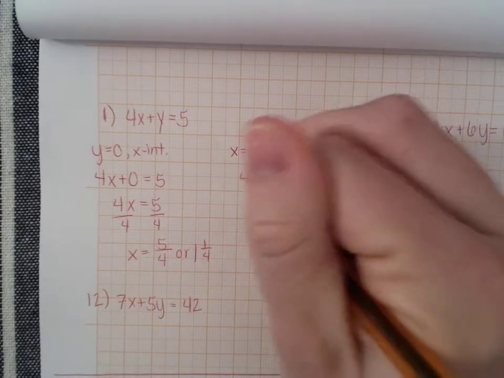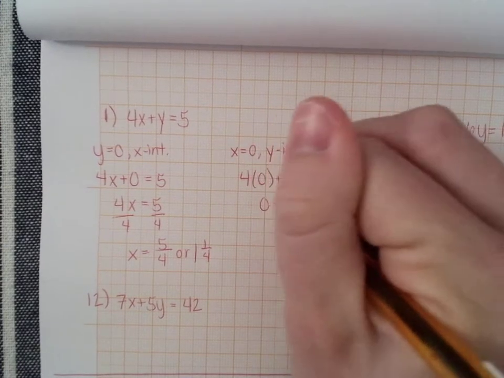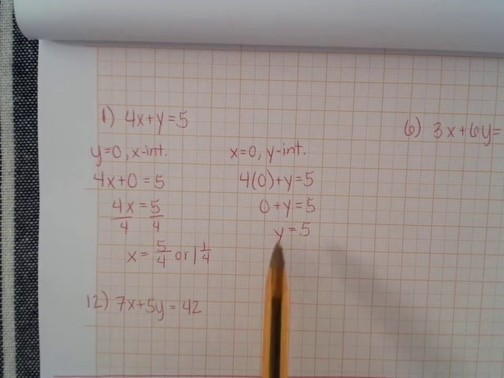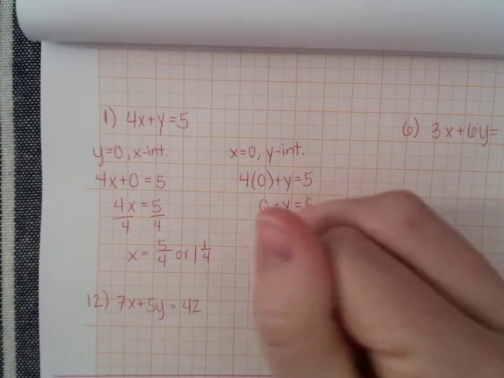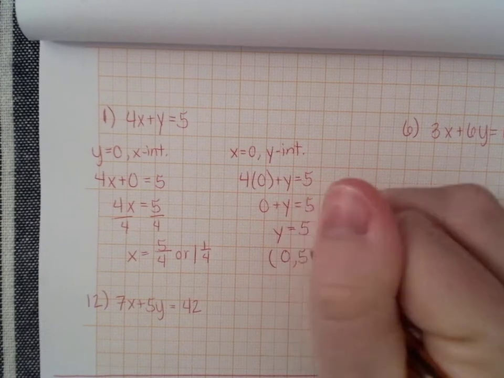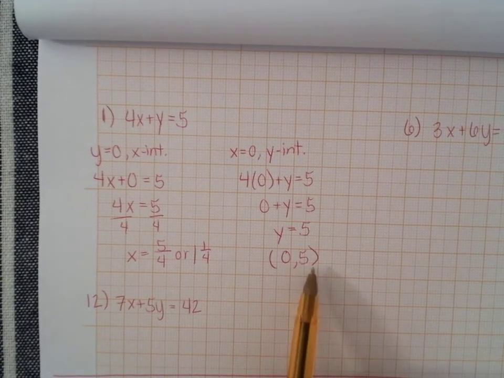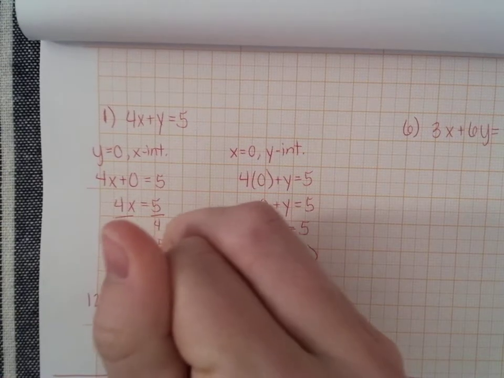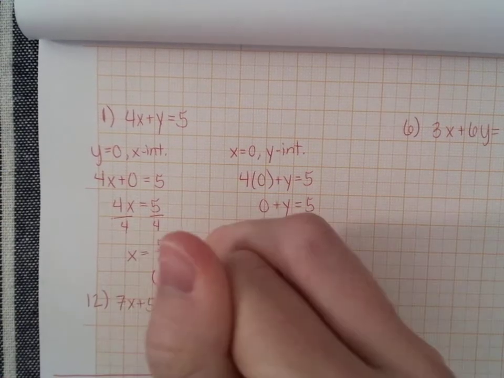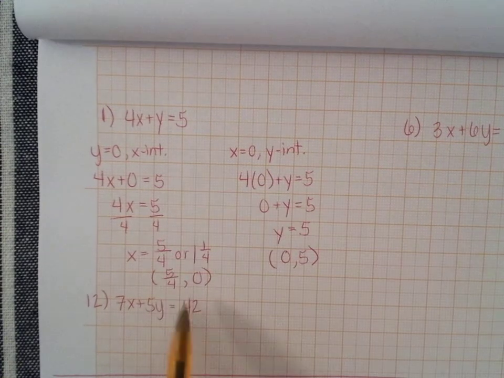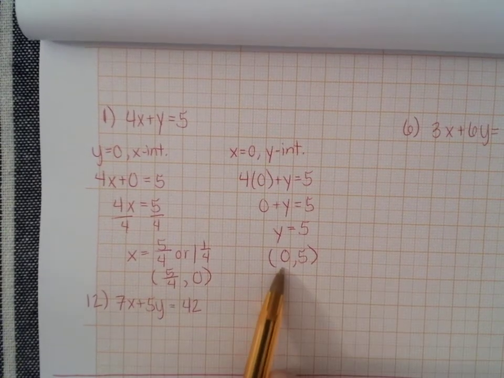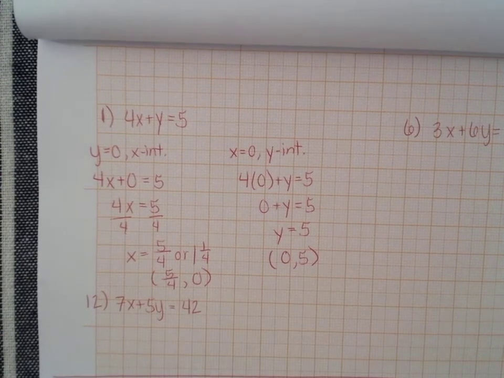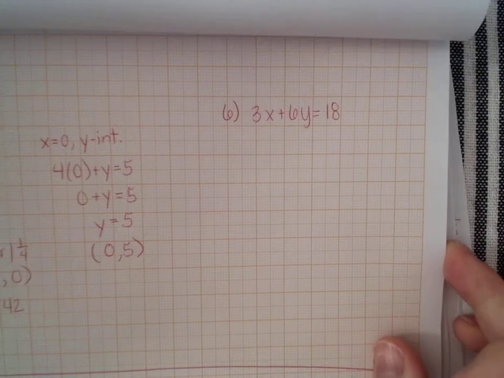For the other one, 4 times 0 is 0, so I have 0 plus y equals 5, which means y is equal to 5. So what this tells me is that my y-intercept is at 5, so it's the point (0, 5), if I were to write it as a coordinate. And for the other one, the x-intercept, my x is 5/4 and y is equal to 0. So this is my x-intercept, and this is my y-intercept, the points at which those cross the x and y axes. Now I'm going to show you number 6 from the worksheet.